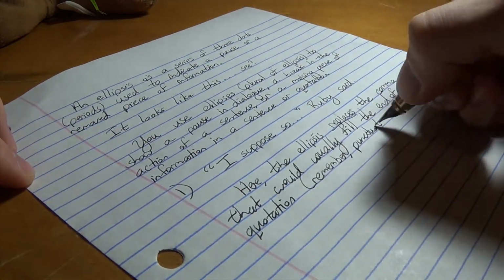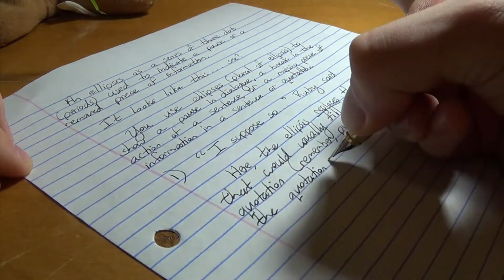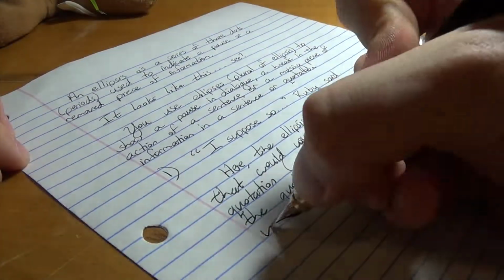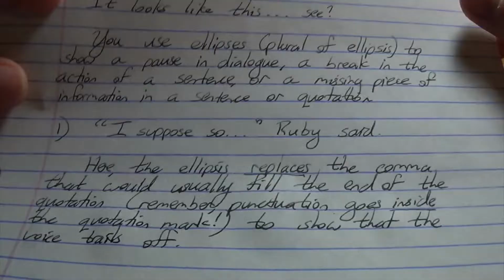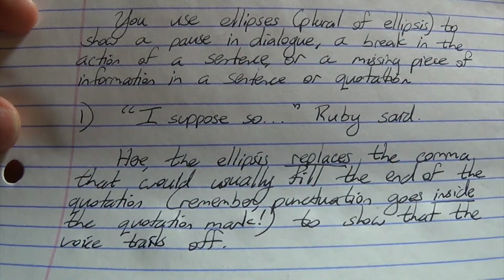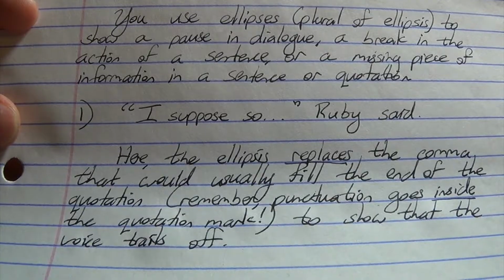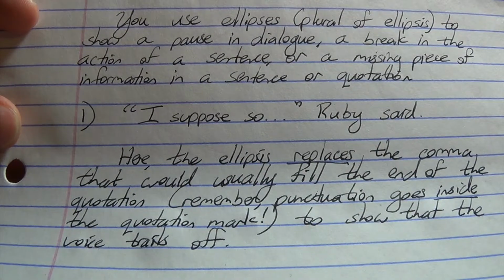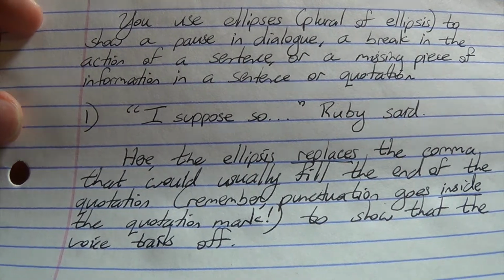But it's better to have her say, I suppose so, and have the voice trail off with an ellipsis to demonstrate that she's saying, oh, I suppose so. The ellipsis replaces the comma that would usually fill the end of the quotation. Remember, by the way, punctuation goes inside the quotation mark to show that the voice trails off.